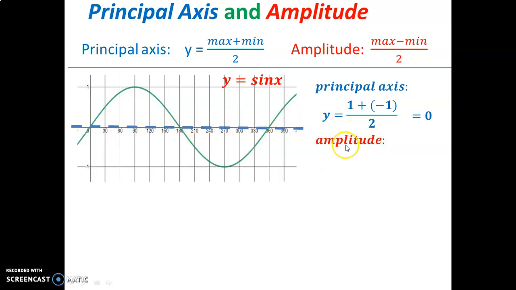Okay, how about the amplitude? Max minus min divided by 2. Okay, so max number 1 minus the min number, which is negative 1, so we have double negatives here, divided by 2. Negative negative makes a positive, so we end up with 2 divided by 2, which is 1.